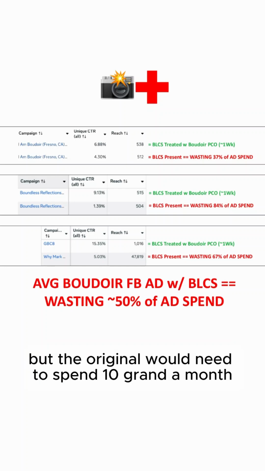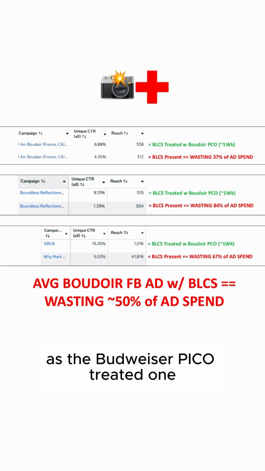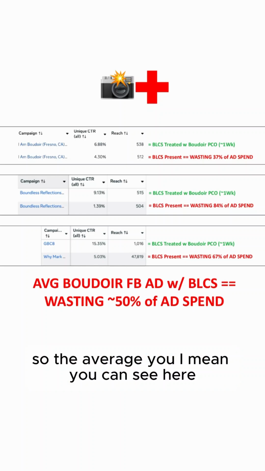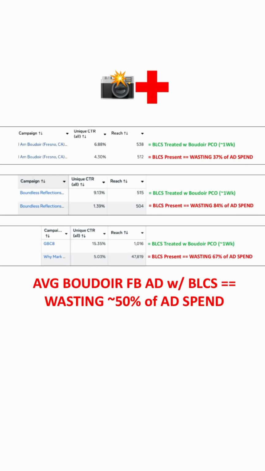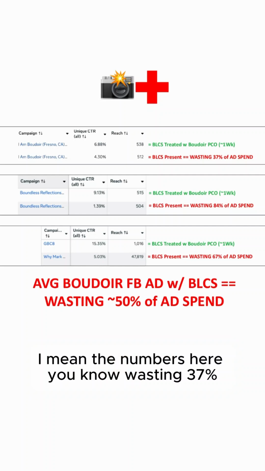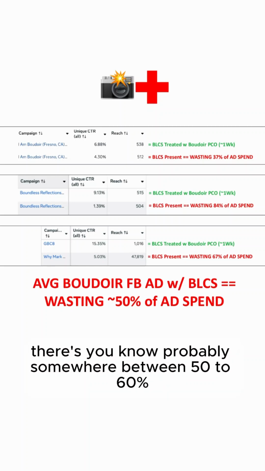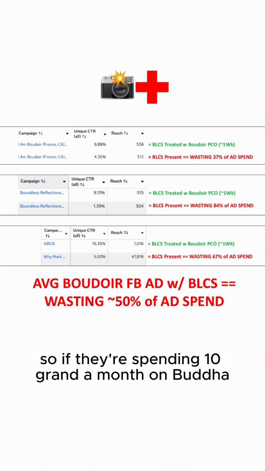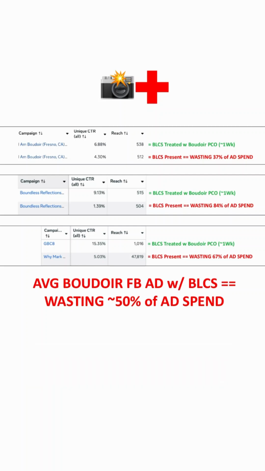But the original would need to spend 10 grand a month, literally like 3 times the amount as the Boudoir Pico treated one. So the average Boudoir Facebook ad with BLCS is wasting approximately 50% of its ad spend. The numbers here: wasting 37%, wasting 84%, wasting 67%. That average is probably somewhere between 50 to 60%. So if they're spending 10 grand a month on Boudoir Facebook ads, on average, 5 grand every month is being wasted, thrown down the drain.